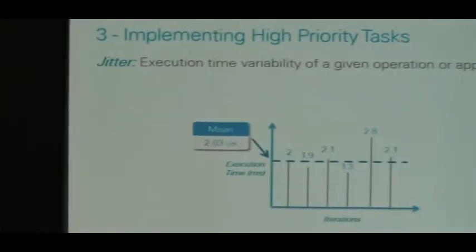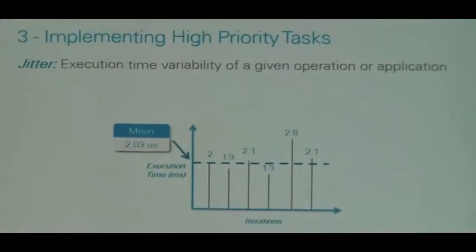And really what we're talking about when we talk about determinism is jitter. Who can define jitter for me? Who didn't read this slide? Jitter. Sorry? Variation. Yep, exactly.